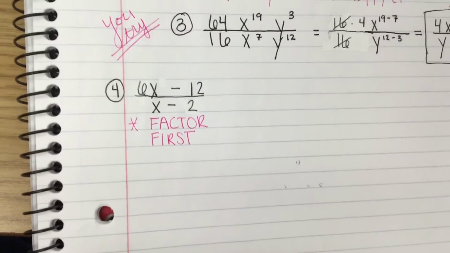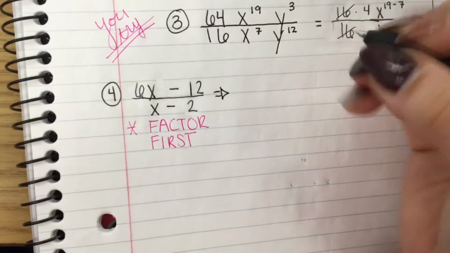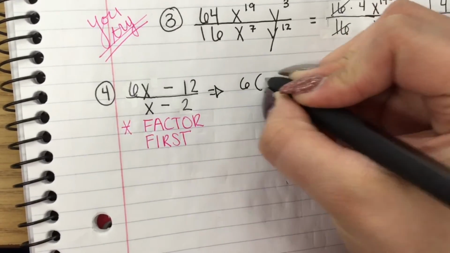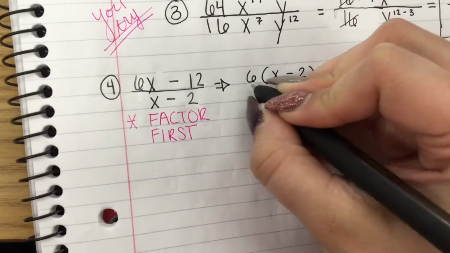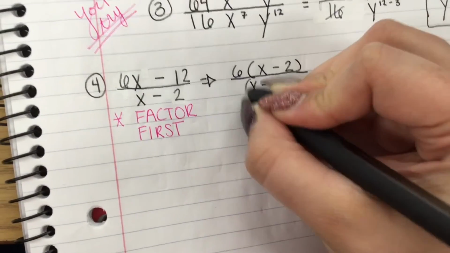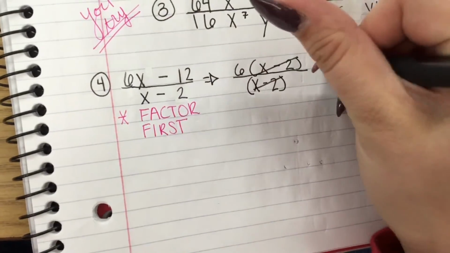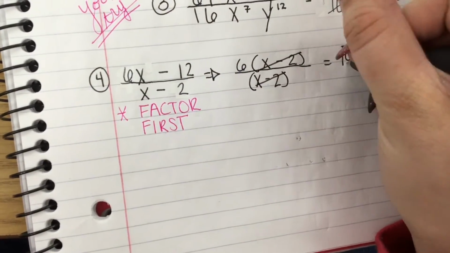So we're going to leave monomial land and head on over into binomial land. Here I still want to factor, but here I'm factoring out a GCF from a binomial, and I'm left with x minus 2 when I factor out that 6. These are exactly the same, so I'm going to cancel those like quantities.